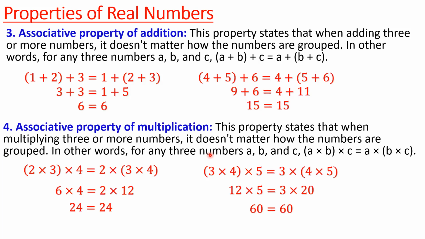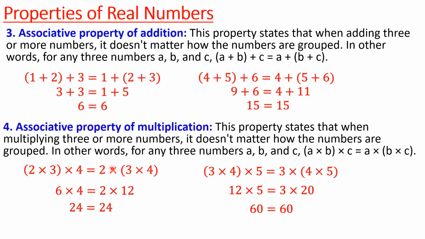This property states that when multiplying 3 or more numbers, it doesn't matter how the numbers are grouped. In other words, for any 3 numbers, A, B, and C, open bracket, A times B, close bracket, times C equals A times open bracket, B times C, close bracket. So first it will be open bracket, 2 times 3, close bracket, times 4, equals 2 times open bracket, 3 times 4, close bracket.